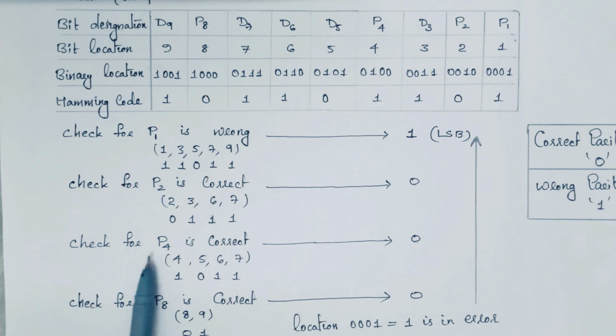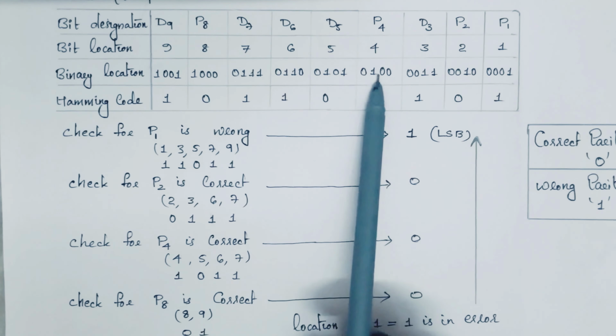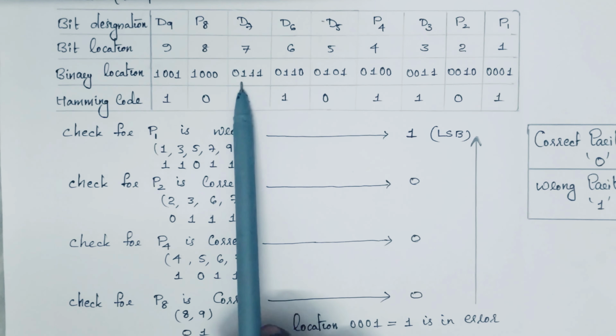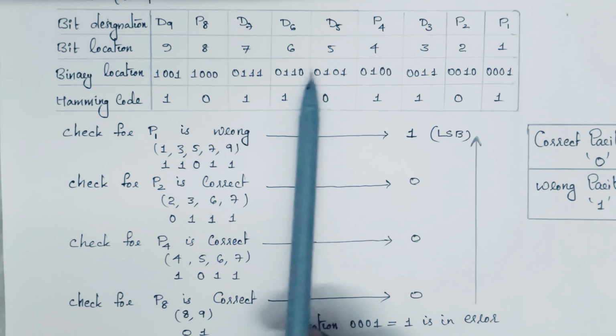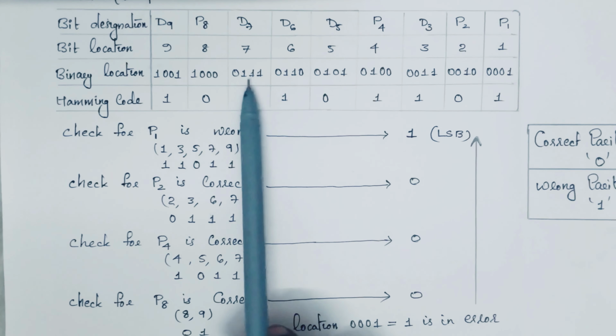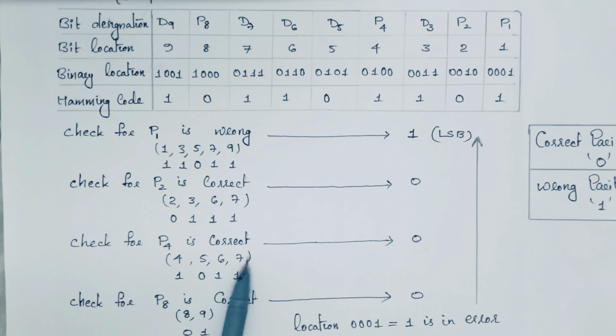Now we need to check for the next parity bit P4. For checking parity bit P4, we need to check the locations 4, 5, 6, 7. Why 4, 5, 6, 7? In the binary of 4, 5, 6, 7, the third bit is 1. In 4, third bit is 1. 5, third bit is 1. 6 also, third bit 1. 7 also, the third bit is 1. That is why we are grouping 4, 5, 6, 7 locations.